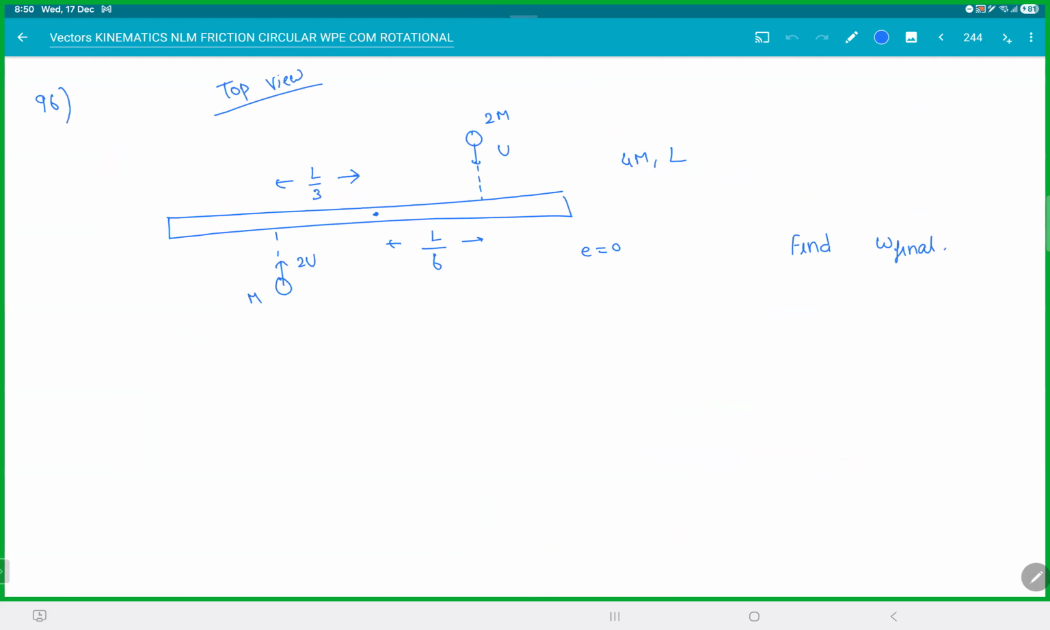Let's get this thing. Top view, we have a rod and two balls of mass 2m and m, with speeds 2u and u. They'll collide at L by 3 and L by 6, e is equal to 0. Find omega final.